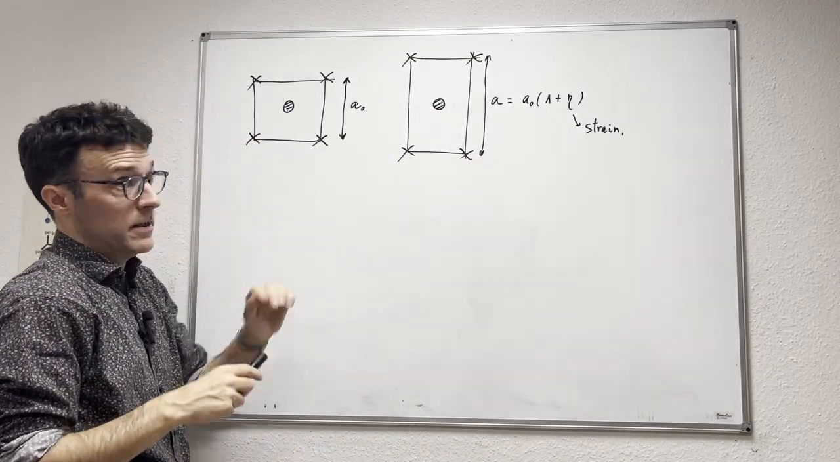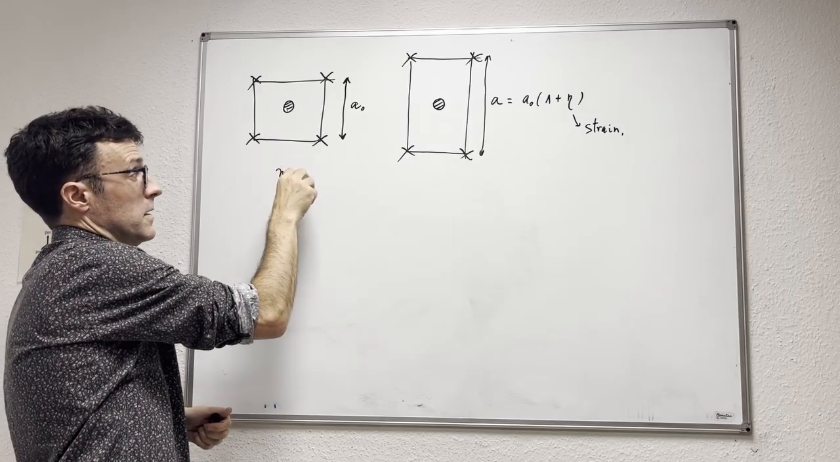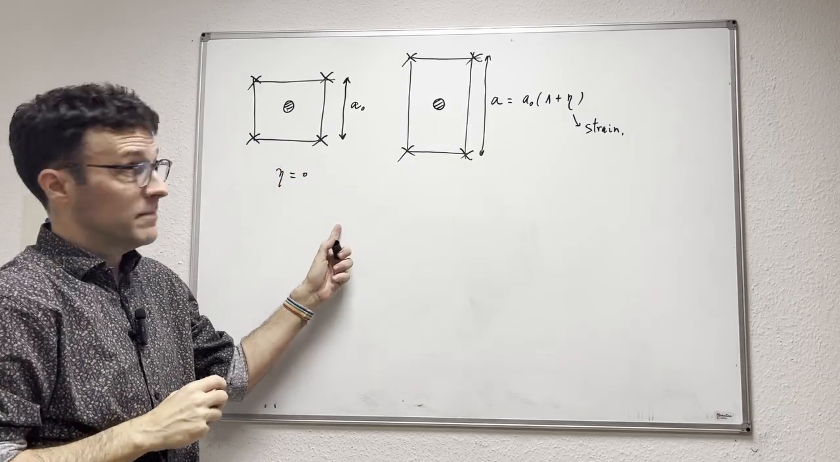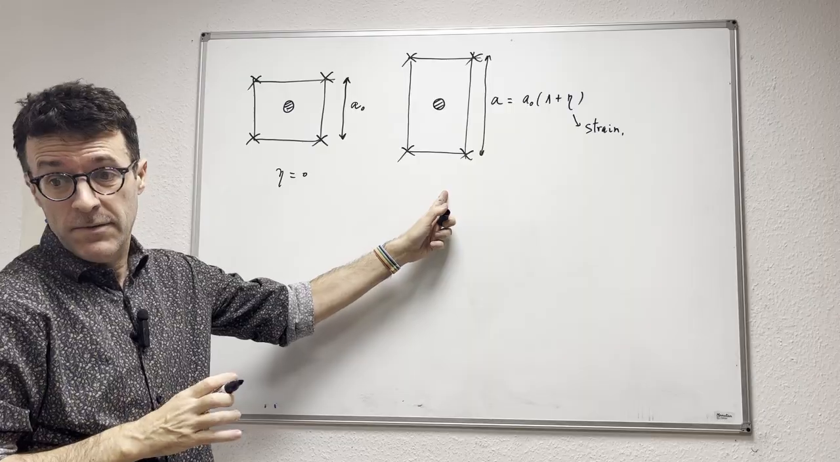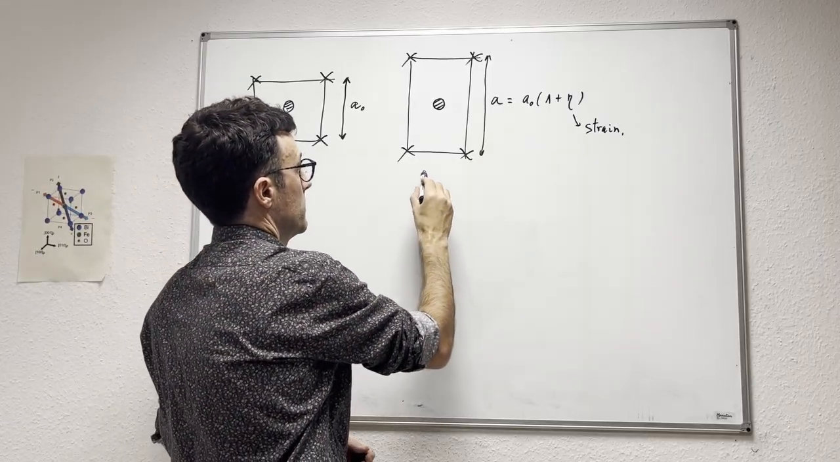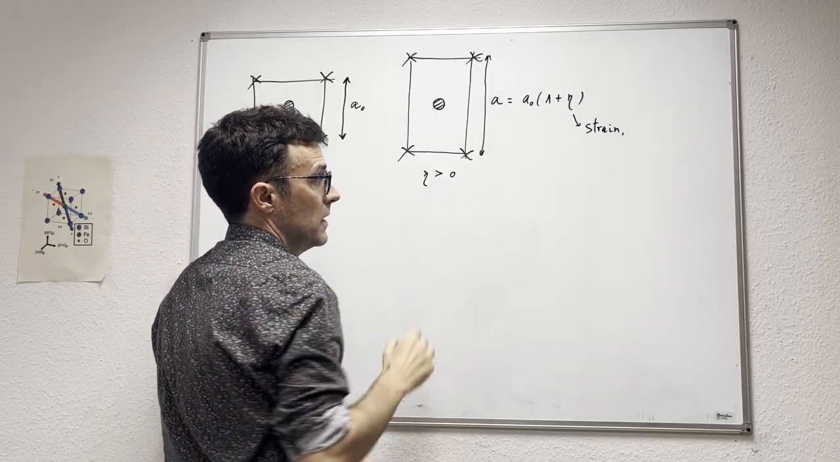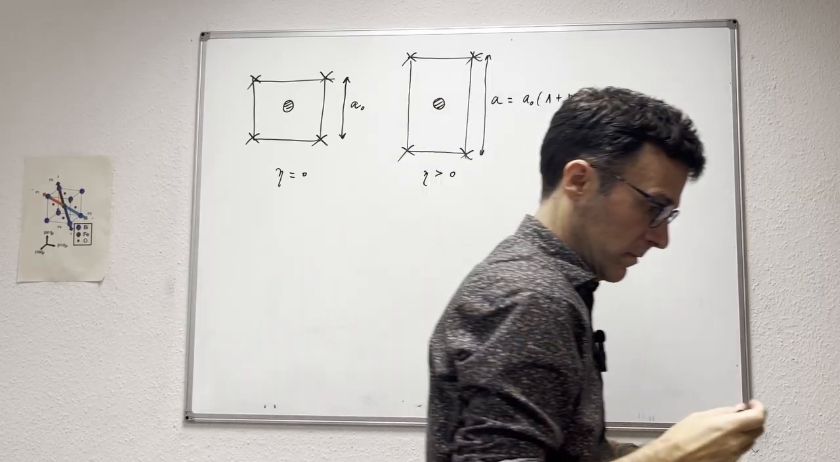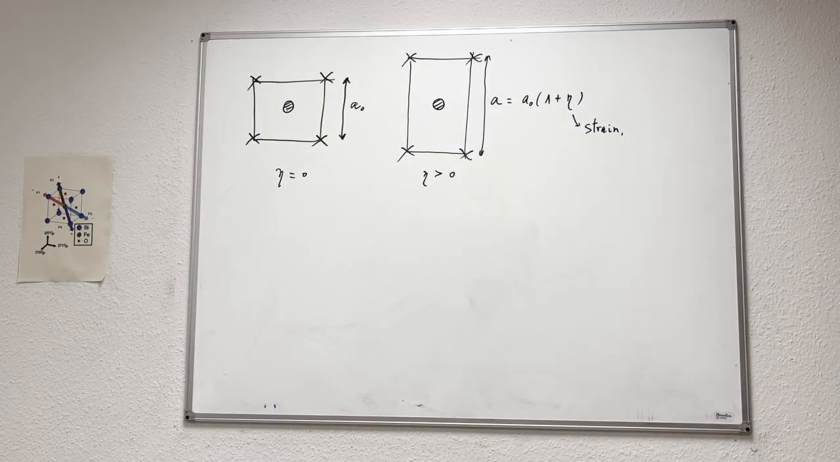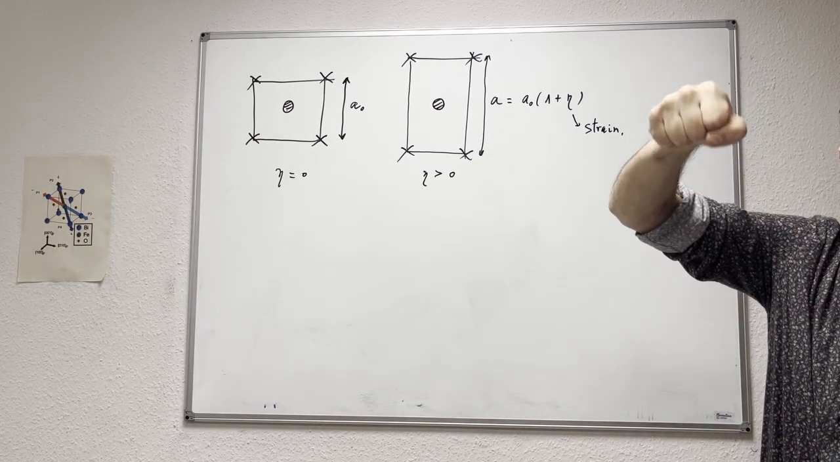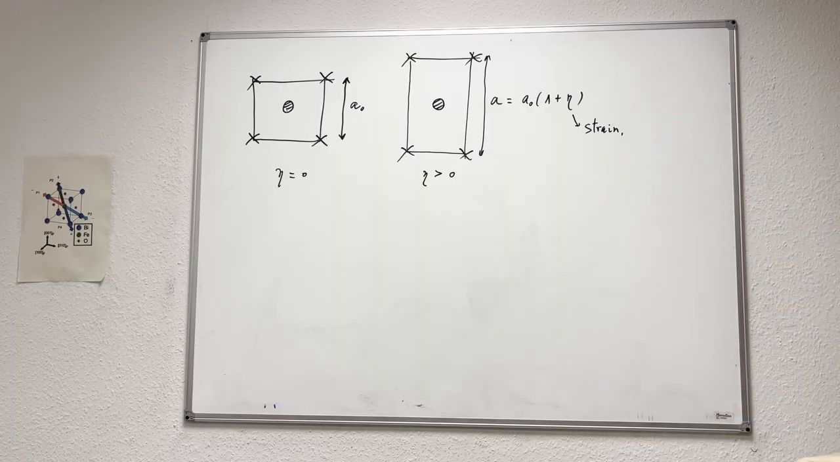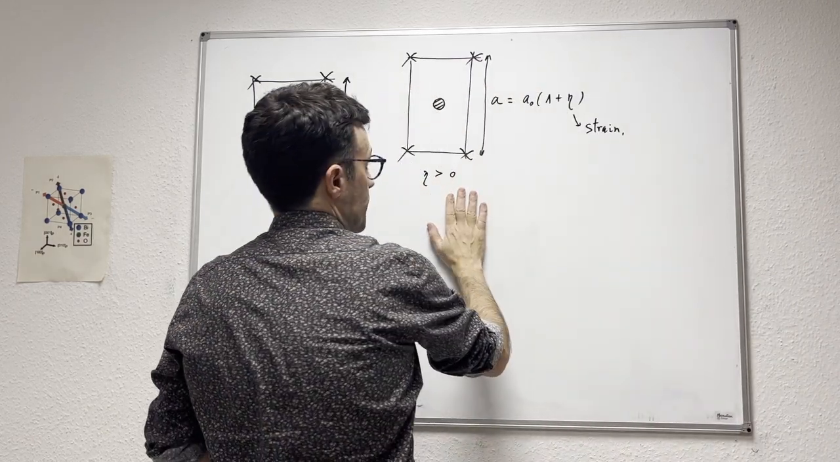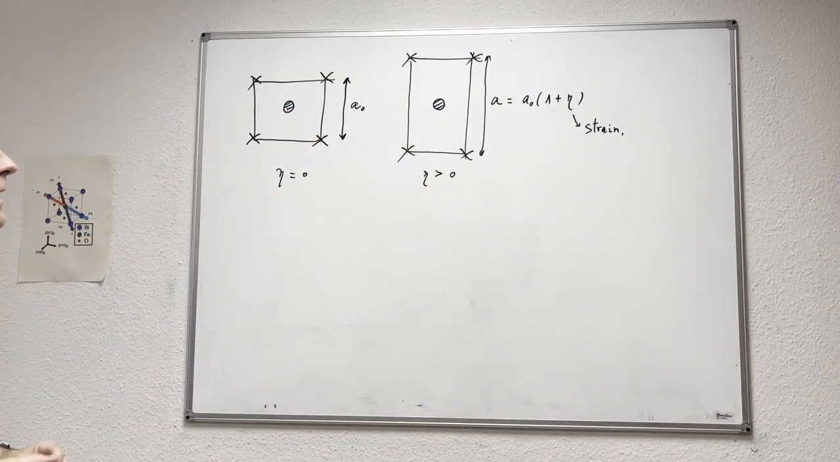So in this state, eta is 0, okay? And in this state that I have drawn here, eta is positive. Okay, so a positive strain typically means that we are stretching, we are elongating the material along a particular direction. We are elongating the lattice vector. All right.